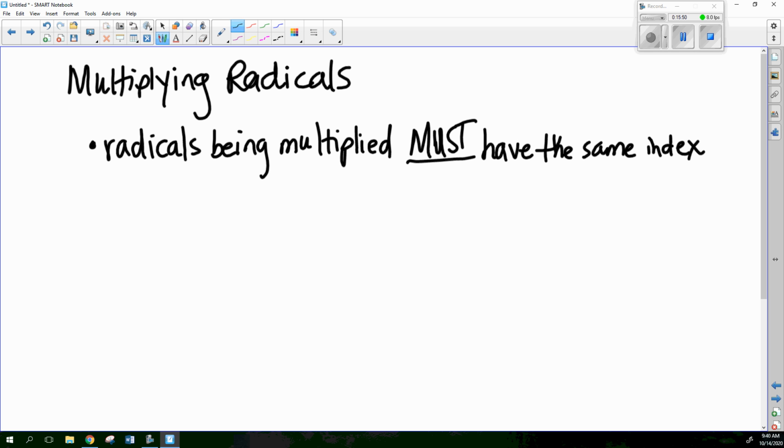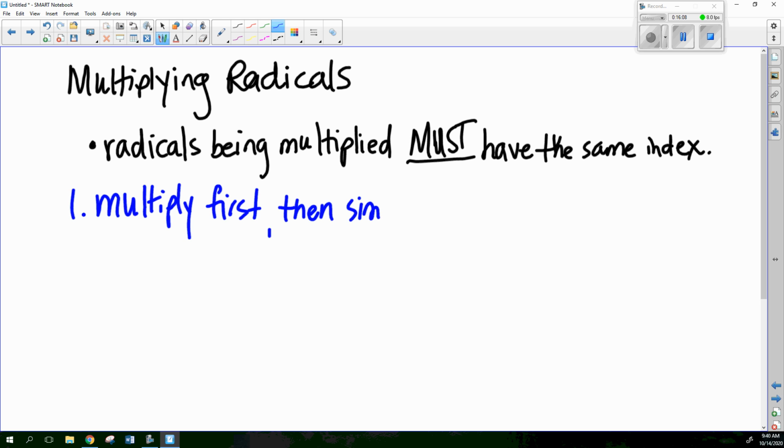That's the only criteria for multiplying. Okay? All right. So the number one step is to multiply first, then simplify. Well, that's kind of backwards from adding and subtracting, right? For adding and subtracting, you simplify first, then you add or subtract. For multiplying, you multiply first, then you simplify.